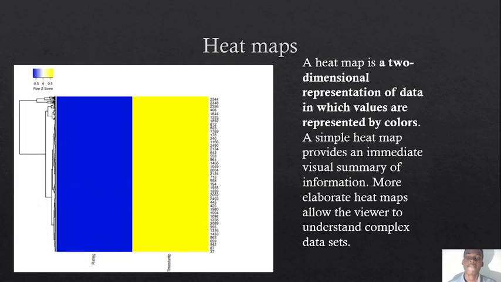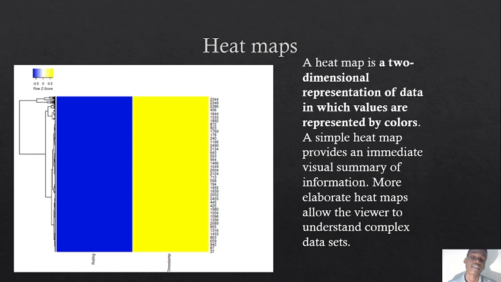So first, we're going to look at the heat map, and we're saying that a heat map is a two-dimensional representation of data in which values are represented by colors. Then a simple heat map provides an immediate visual summary of information. More elaborate heat maps allow the viewer to understand complex data.